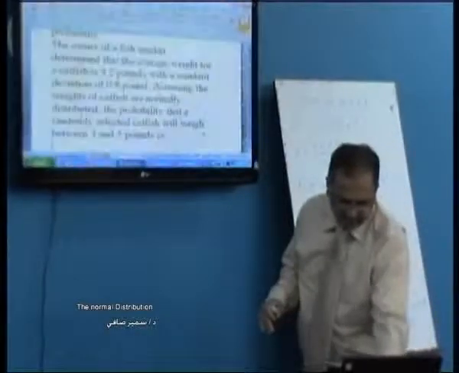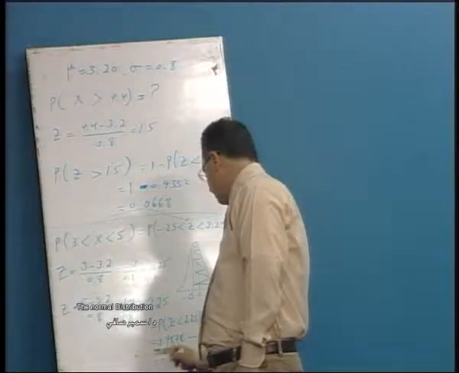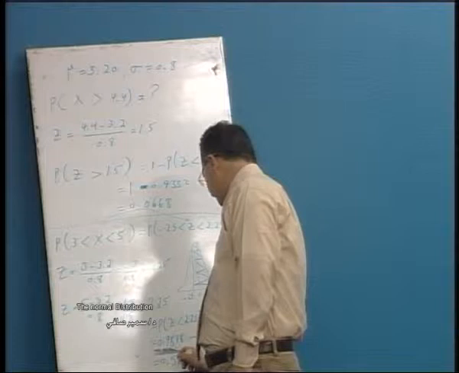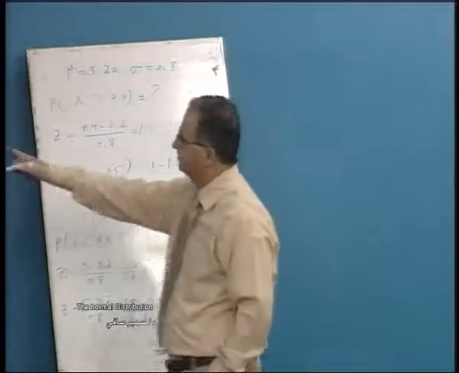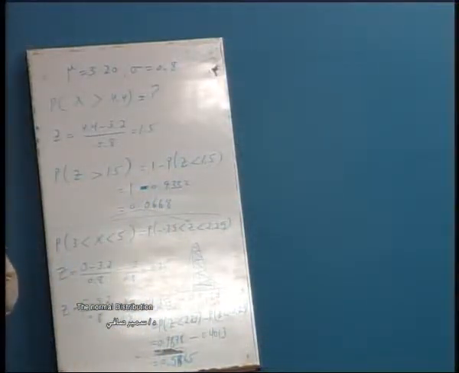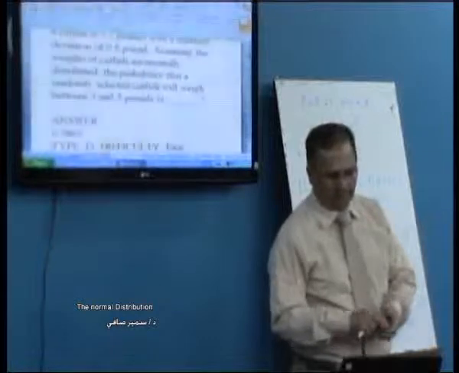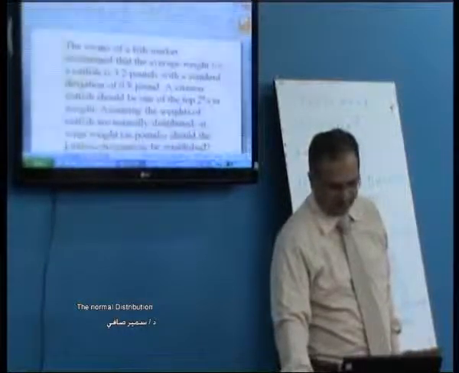This is the second part. So the final answer, 0.5865. This is the probability that the selected catfish will weigh between 3 and 5 pounds.